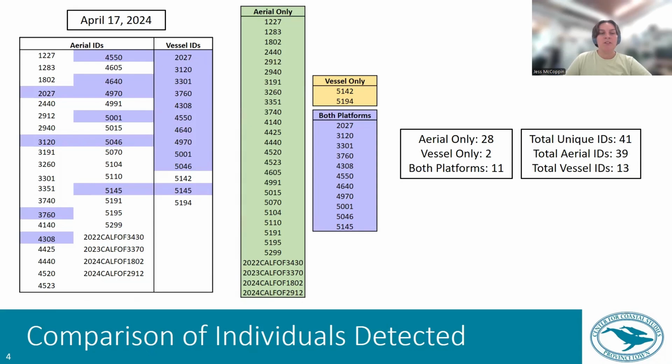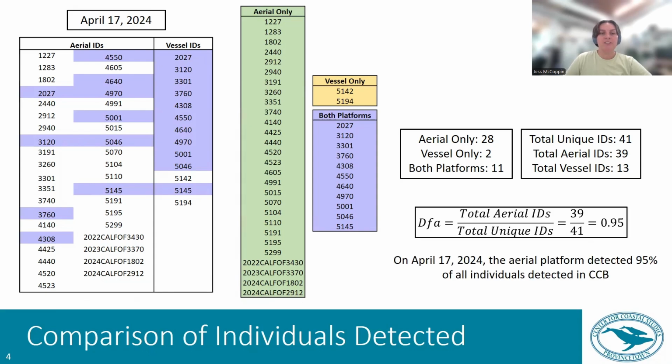I then determine the aerial detection factor, DFA, for each survey pair, which is calculated as a proportion of individuals detected by aircraft relative to both platforms. For April 17th, an aerial detection factor of 0.95 demonstrates that on that day, the aerial platform detected 95% of all individuals detected in Cape Cod Bay.